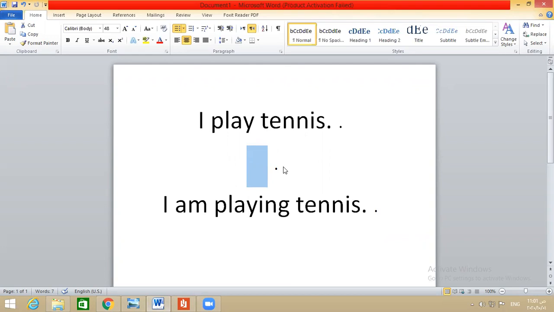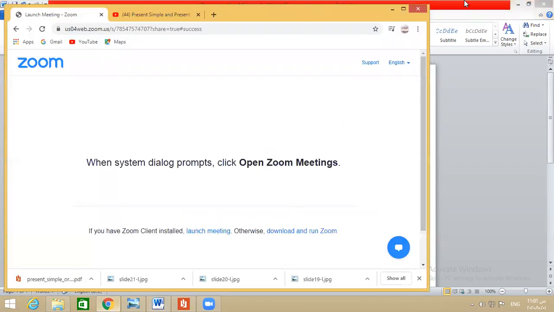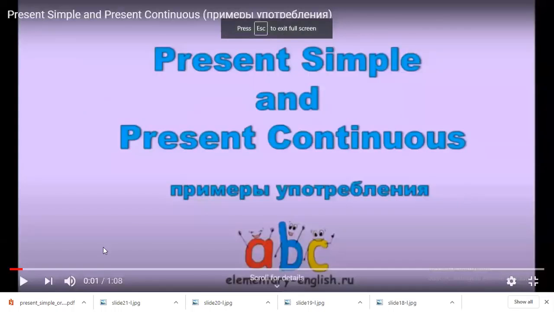Now we're going to watch a short video about the difference between the simple tense and the continuous present. Let's watch it together. It's a scene taken from the famous movie Rapunzel. So let's watch it together.